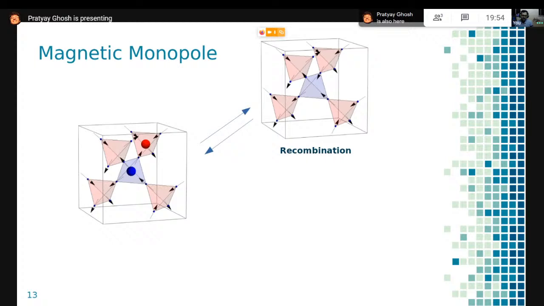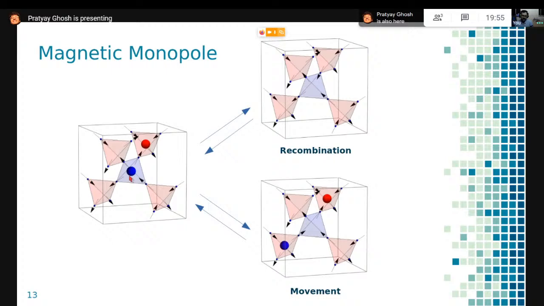This is like a liquid-gas phase transition. You have a liquid, you have a gas on top, so some liquid becomes gas and some gas becomes liquid. It's a dynamic process. And the other thing that interests us the most is that the monopole can move.